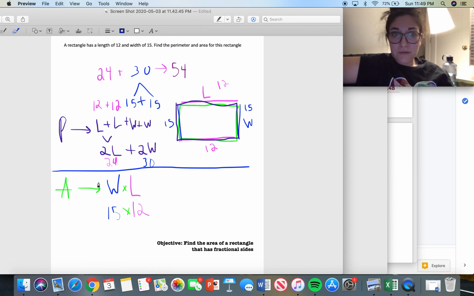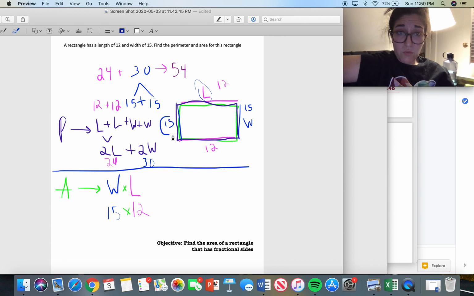Let's look at the area, okay? Area, it says width times length. So you're not actually using this side or this. You're only using one length and one width, and you're going to multiply them to each other.